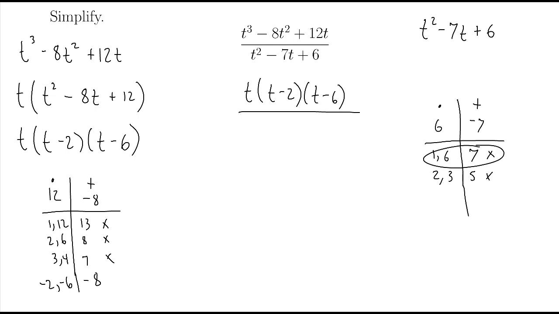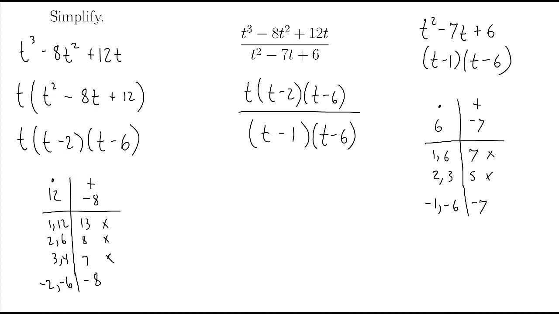The only thing wrong is the sign was wrong. So I will change their signs. I'll use negative 1 and negative 6. Those multiply together to be positive 6, but they add together to be negative 7. So we have t minus 1 and t minus 6 for the denominator. Let me write that up here as well.